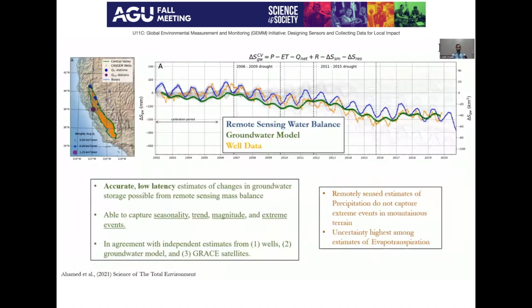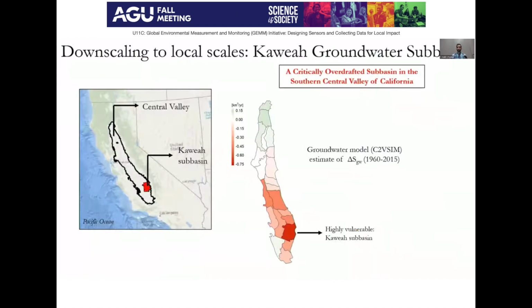So yeah, just summarizing, we were able to produce these accurate and low latency estimates of changes in storage, capturing the seasonality, trend, and magnitude in extreme events, and we're seeing general agreement with these validation data sets. But of course, there are some drawbacks. You know, we're not capturing the extreme precipitation too well, and we're seeing a very high uncertainty among evapotranspiration data sets, which we input into the ensemble mass balance.